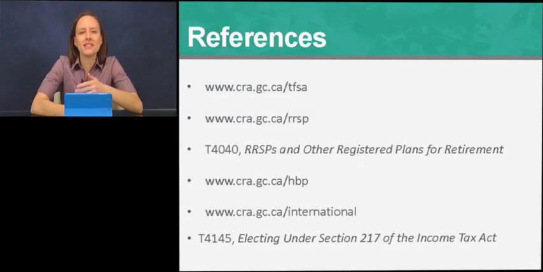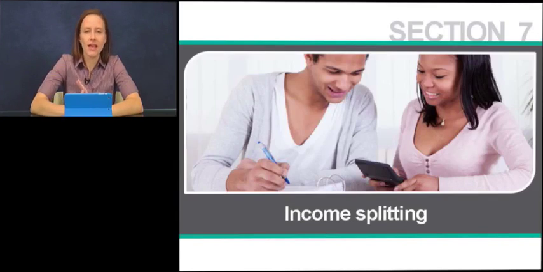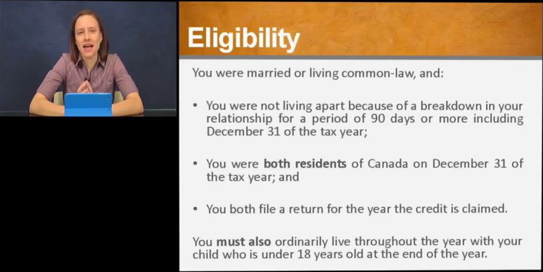So let's carry on with Section 7 and talk about income splitting. Under Canada's tax system, federal personal income tax rate increases with the level of taxable income of the individual. As a result, a couple in which one individual has a higher taxable income than the other often pays more federal income tax than a couple where both individuals have equal taxable income.